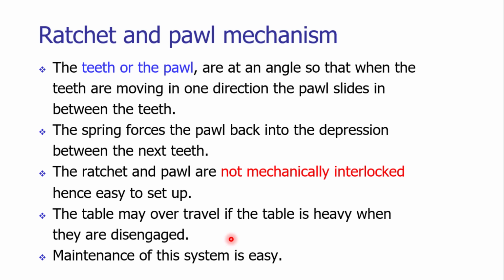But if the table is heavy, if the inertia of the table is very high, during that incremental motion the table may override. It may overrun due to its own inertia. So as we are giving angular motion, the locking pawl will not have the sufficient strength to avoid its reverse motion. That may be due to the heavy table. As there is no mechanical interlocking of its elements, the maintenance of the system is quite easy.